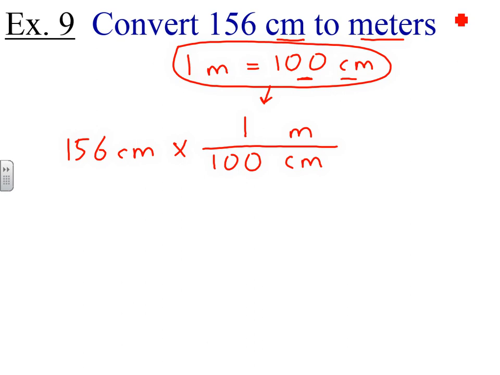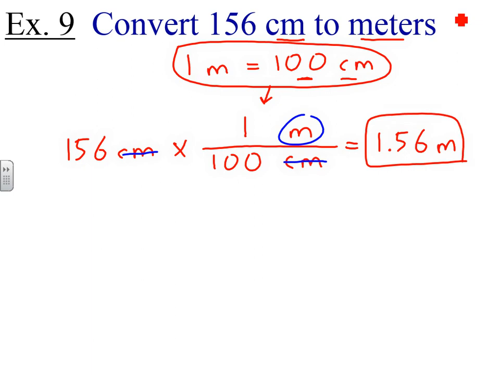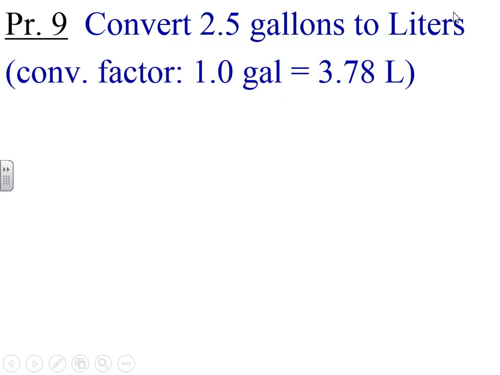In the end, you do 156 times 1 divided by 100, and if you do this in a calculator, you should get 1.56 for your answer. The question is, what are the units? Well, centimeters canceled out. We are left with meters, so that will be your unit, meters. Circle the whole answer, and there it is. Go ahead and try this on your own. Pause the video, try problem 9 on your own. I'll give you the conversion factor here.